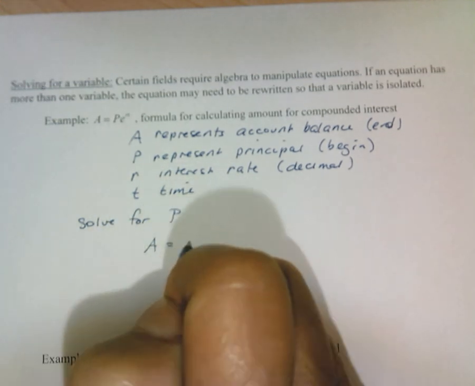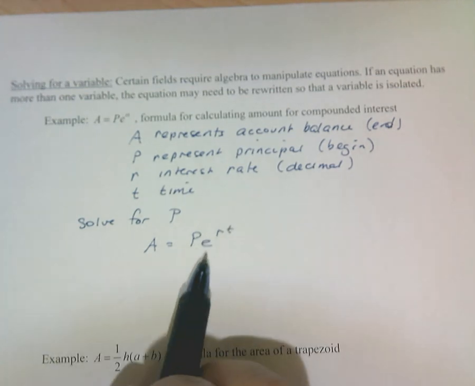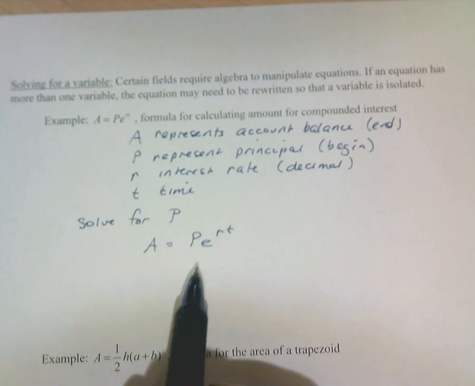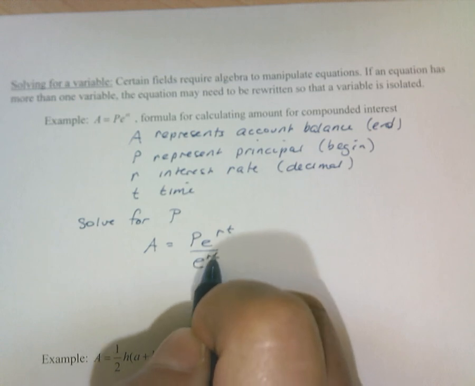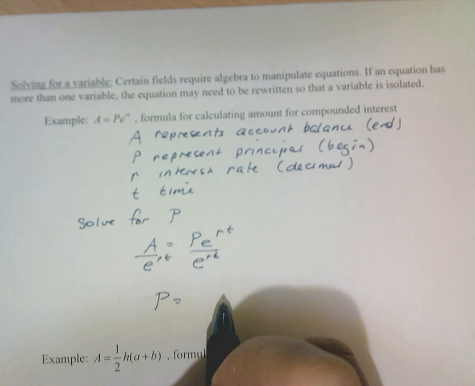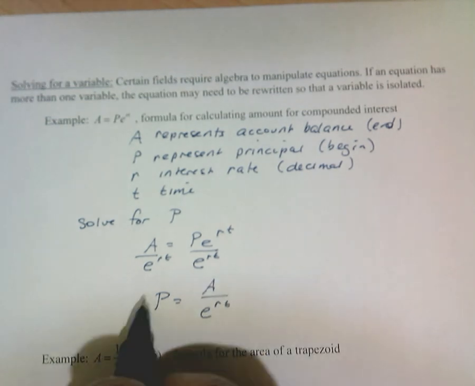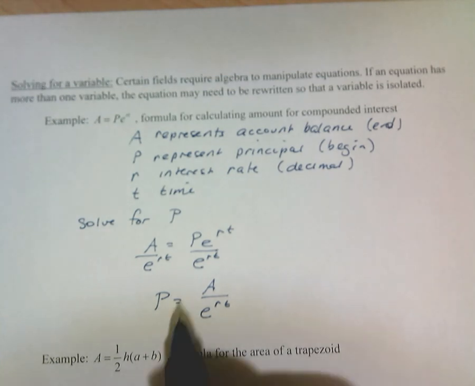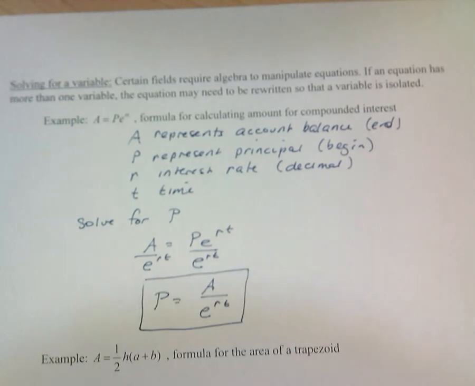So if I have A equals P, E to the RT, and I want to solve for P, I have to think how these are connected. P is being connected to the E to the RT power by multiplication. So I'm going to go ahead and divide. So I get P is equal to A over E to the RT. I could solve for R and I could solve for T, but we'll wait for that for later after we do exponents and logarithms. That's going to be my answer.